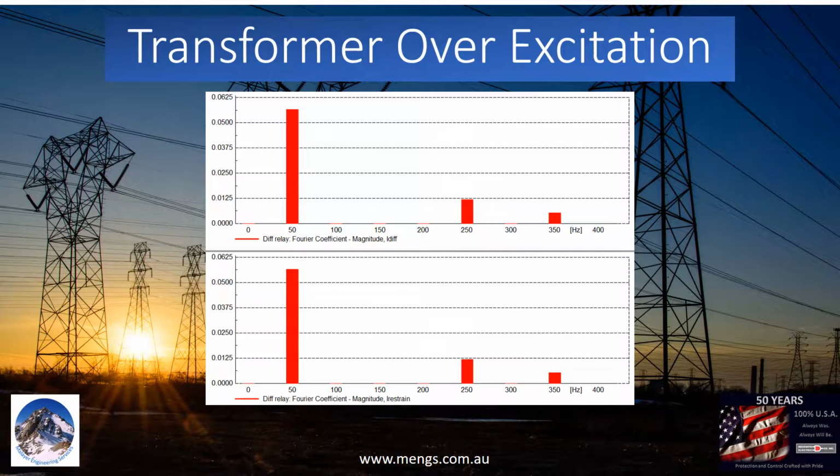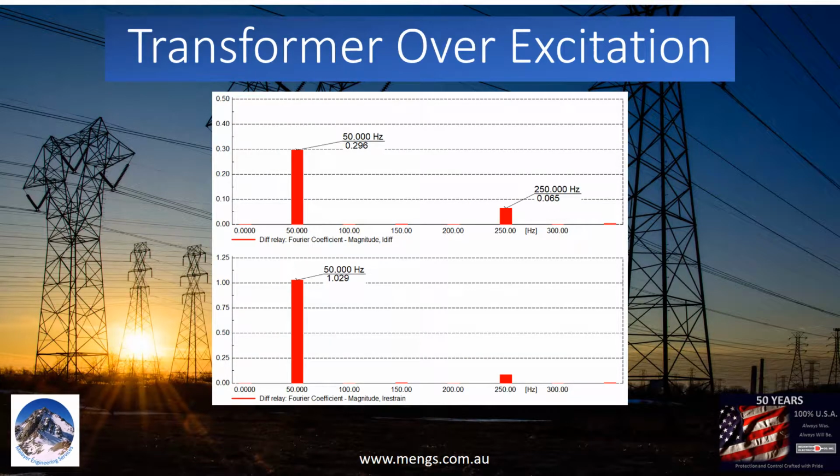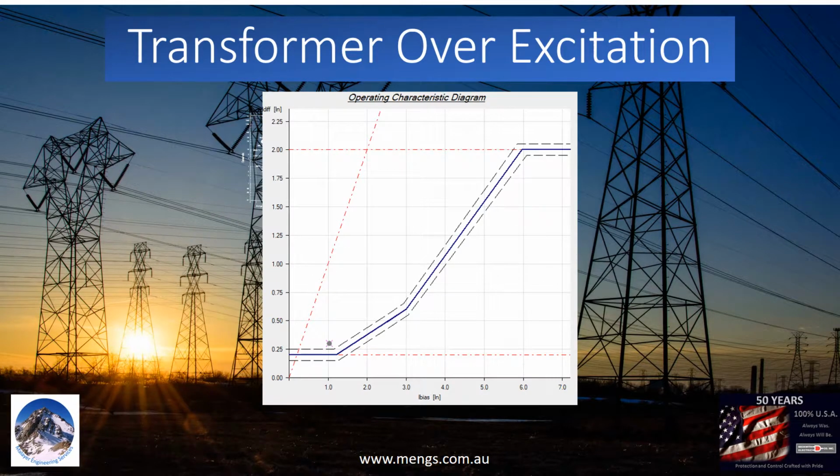In normal operation, the differential current is very low, and the differential relay is stable. To simulate overexcitation, an event of transient overvoltage has been generated. As we were expecting, the differential current has increased dramatically. The ratio of the fifth harmonic differential current to the fundamental differential current is about 22% in this example. The high differential current can push the relay to trip.